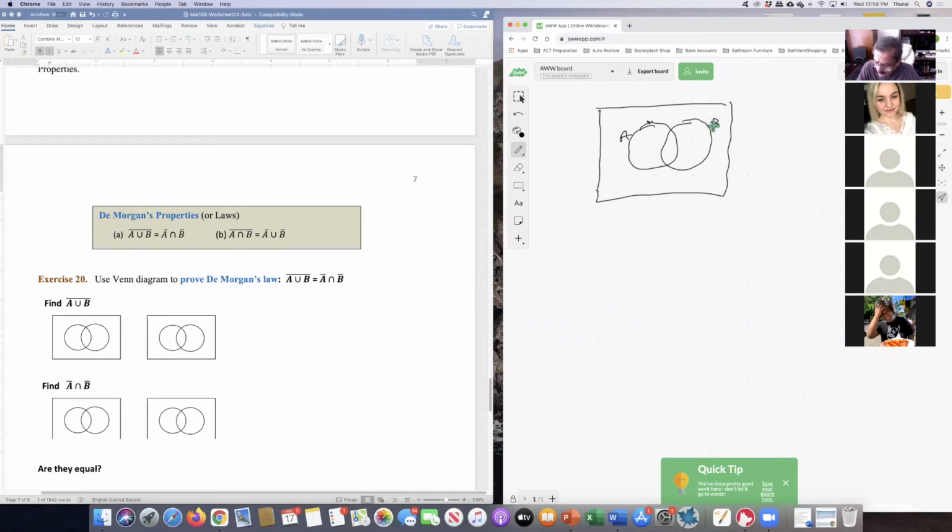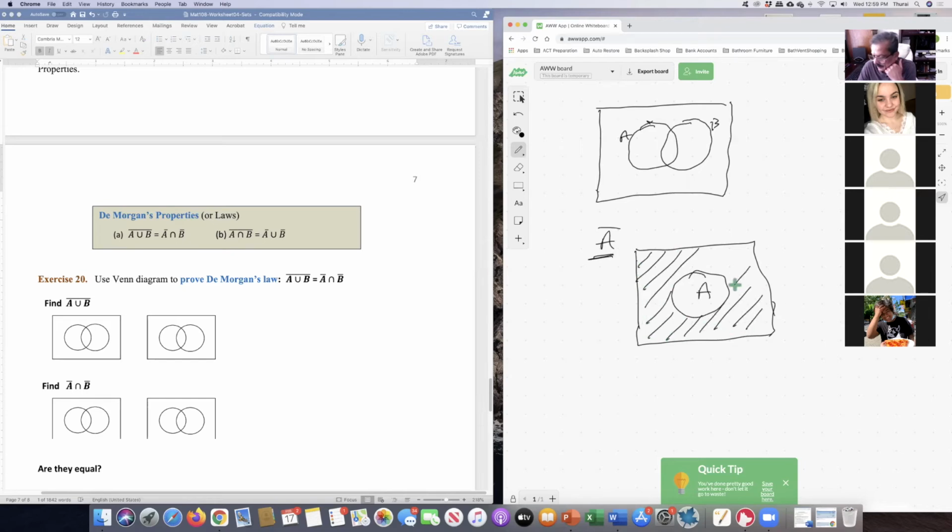Well, before that, sorry, I should have asked a different question. A bar on the Venn diagram. So here's the Venn diagram. This is A. The problem says shade A bar. What do I shade? The part outside the A circle. Right. The entire universal set outside the A. Everything outside the A that's in the universal set. This is your A bar.